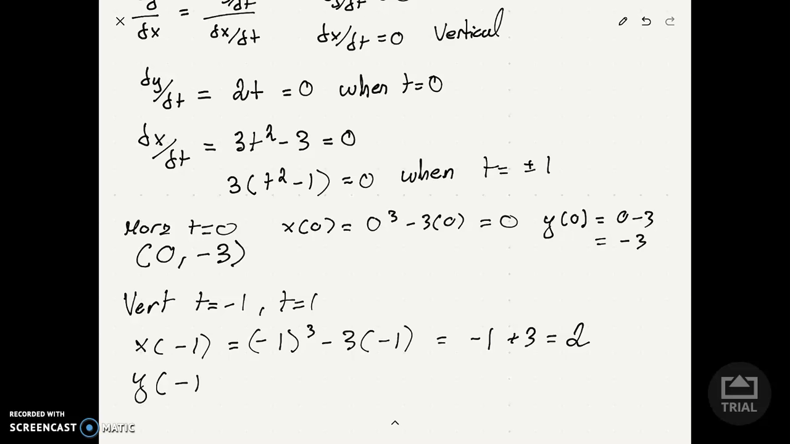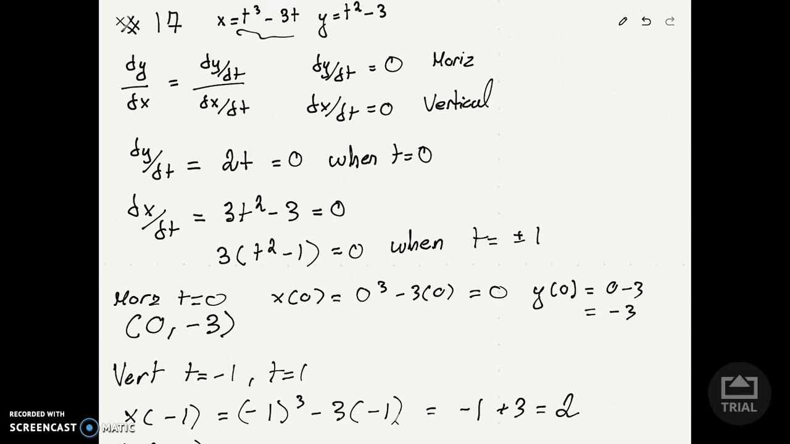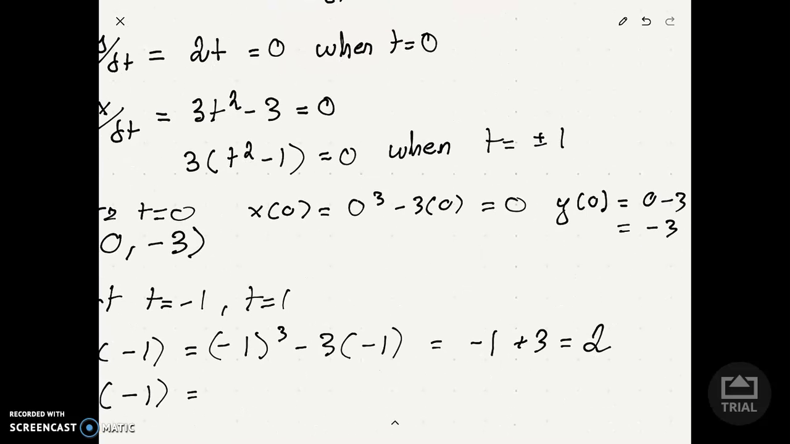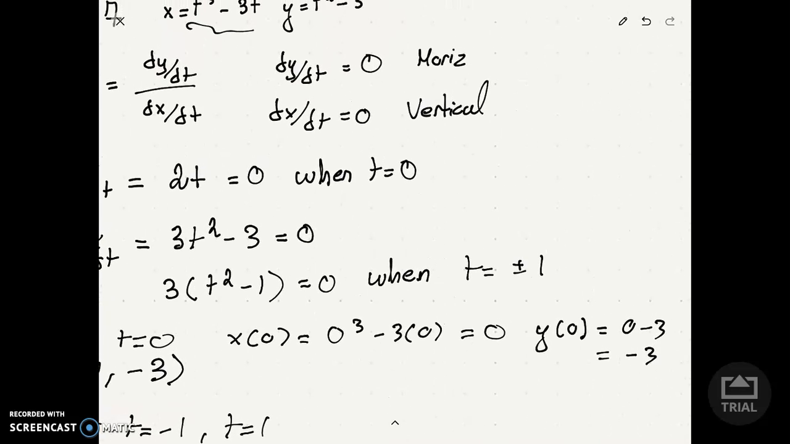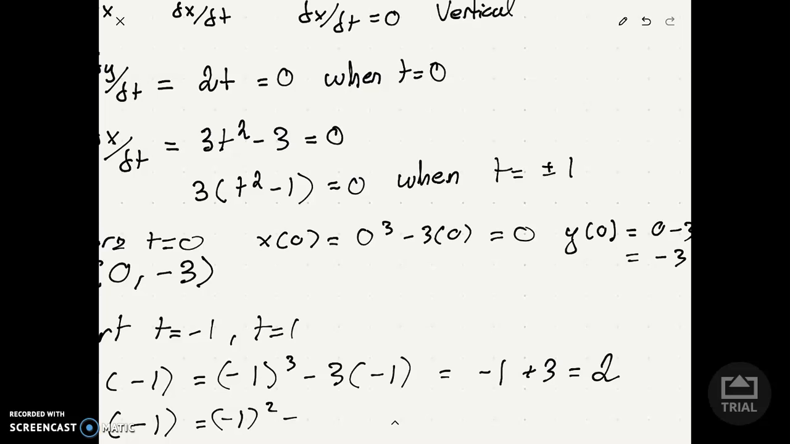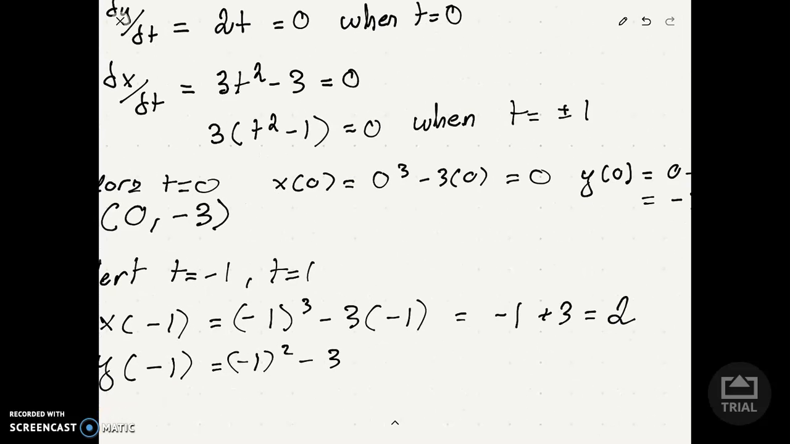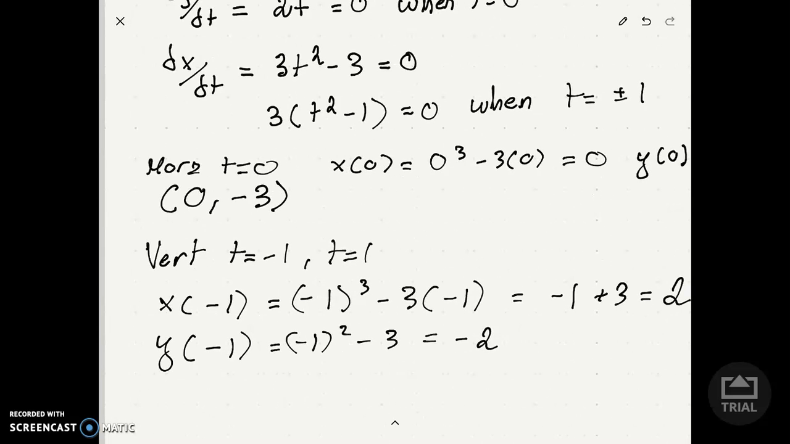And let's see what our y value is. Okay, it's negative 1 squared plus minus 3. So that is equal to negative 2. So this coordinate is (2, -2). So that's one of the vertical tangents.